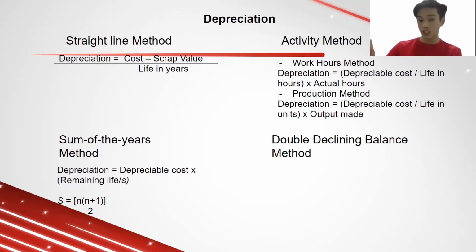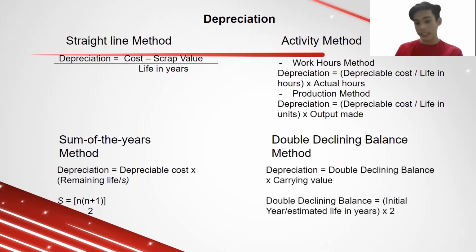Now, the last method is the double declining balance method, which rides on the same assumption as the sum of the years method in that depreciation is at its highest in the first years and goes down. Double declining balance is derived by the double declining rate multiplied by the carrying value. Two notes. First, it's the only method to use carrying value, meaning you don't subtract the scrap value. Second, the double declining rate is derived by first using the initial year.